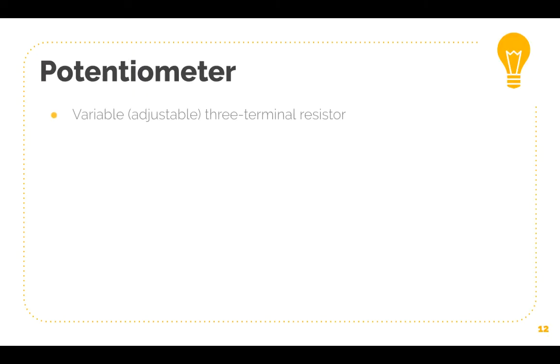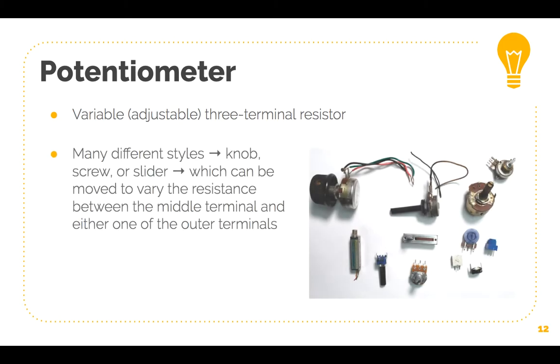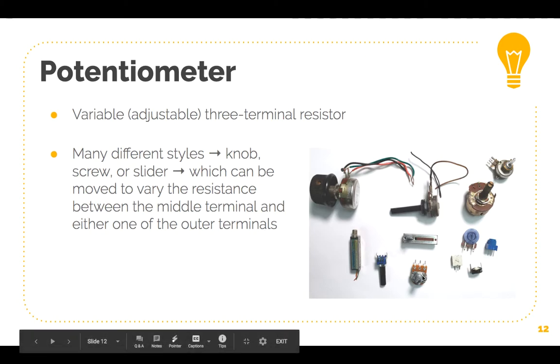Potentiometer. A potentiometer is a variable or adjustable 3-terminal resistor. There are many different styles, as you can see in the photo right here. There are ones with knobs, screws, and sliders, and these can be moved to vary the resistance between the middle terminal and either one of the outer terminals, which we'll talk about in a second.